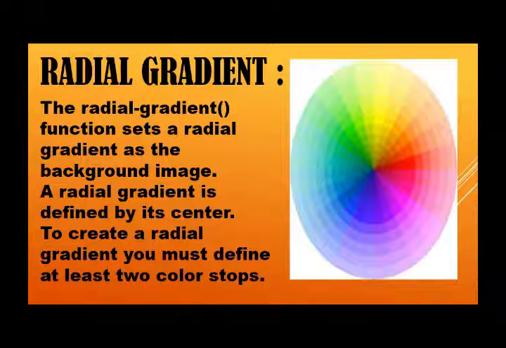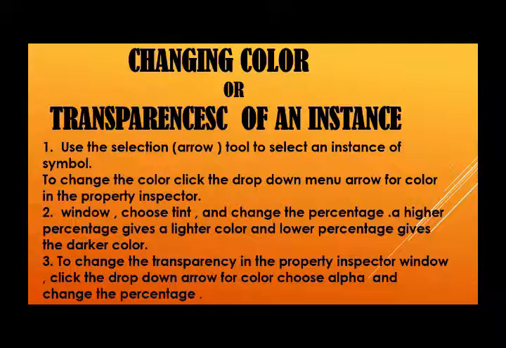Now, moving on to the next one, changing color or transparency of an instance. Changing color is simple, as you know how we can change the color or the transparency of an instance. In class 6, you learned how to convert a drawing into a symbol and store it in the folder called library. You know that an instance is an occurrence of a symbol. Each time you insert a symbol in a movie, you create an instance of that symbol.